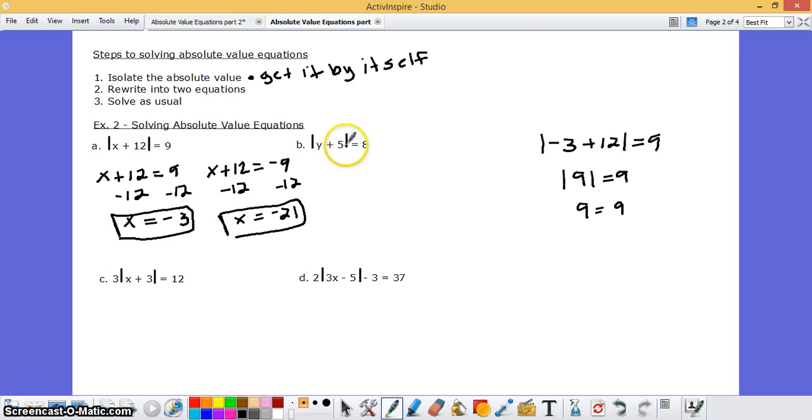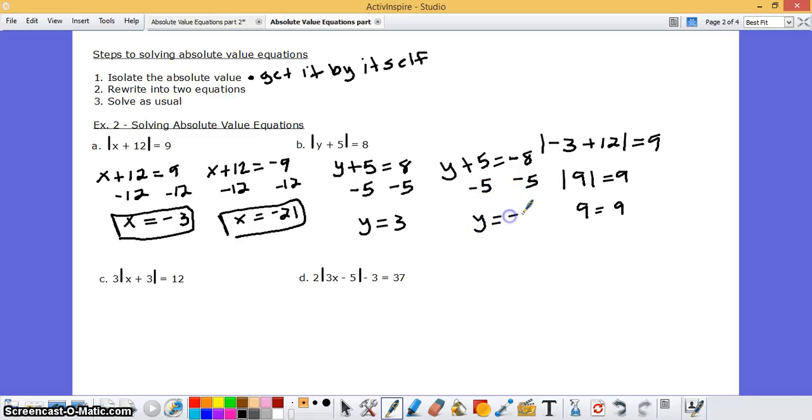Alright, you should have already tried it, so you should have come out with y plus 5 equals 8 and y plus 5 equals negative 8. You're going to subtract 5 from both sides. You get y equals 3 here. Subtract 5 from both sides. You get y equals negative 13. Those are your two answers.